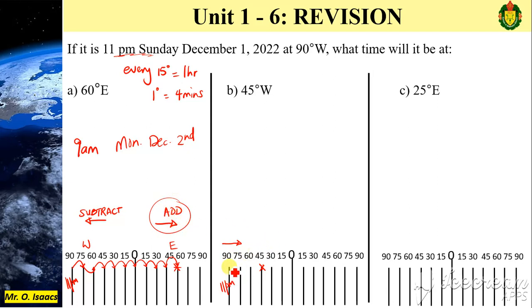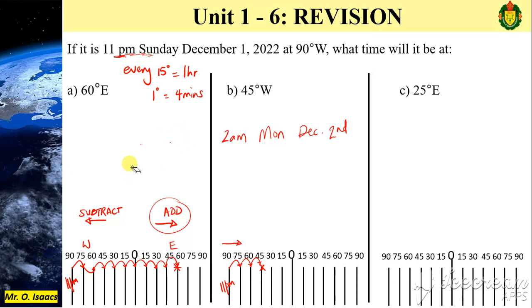So we'll move. This will be 12 midnight, 1 a.m., 2 a.m. So the answer here would be 2 a.m. And remember that we passed 12 p.m. Sunday, so it's going to be a new day, Monday, December 2nd. So this is in terms of the line graph. Let's look at the actual calculation now.